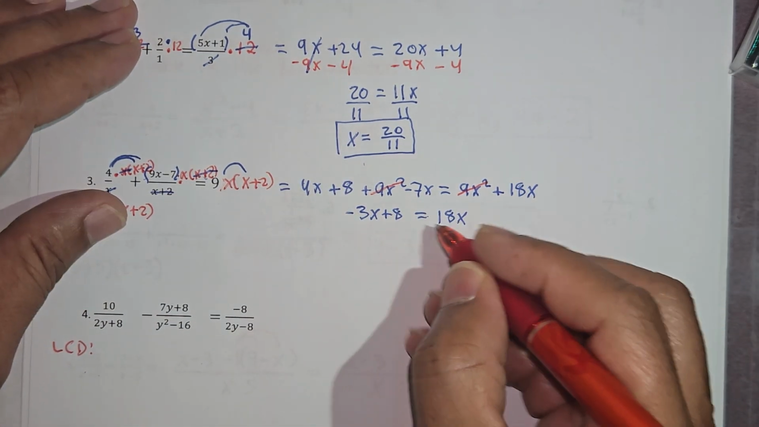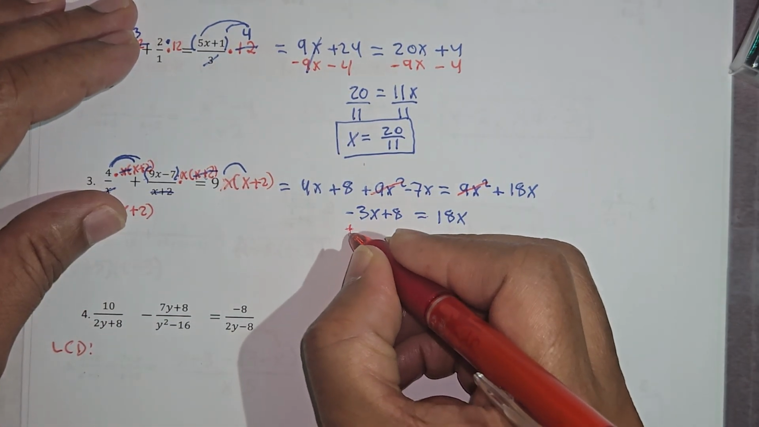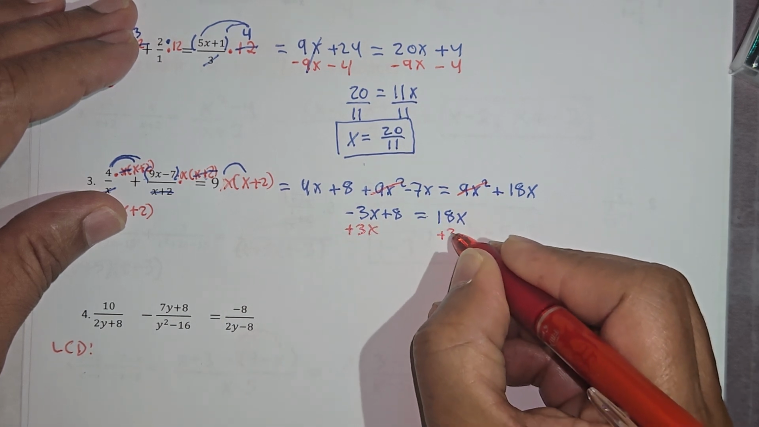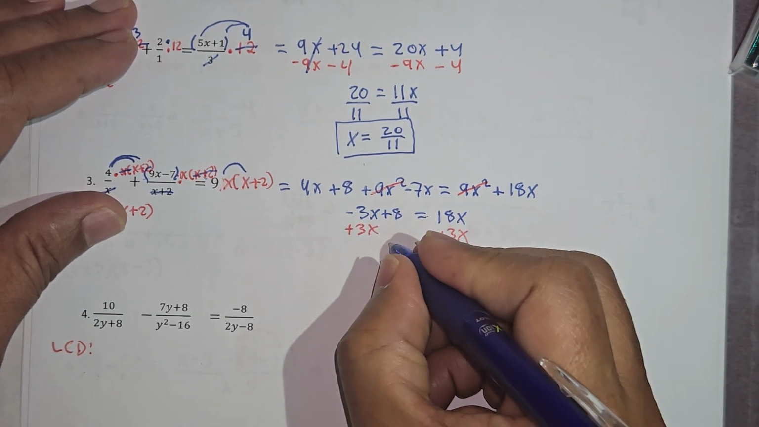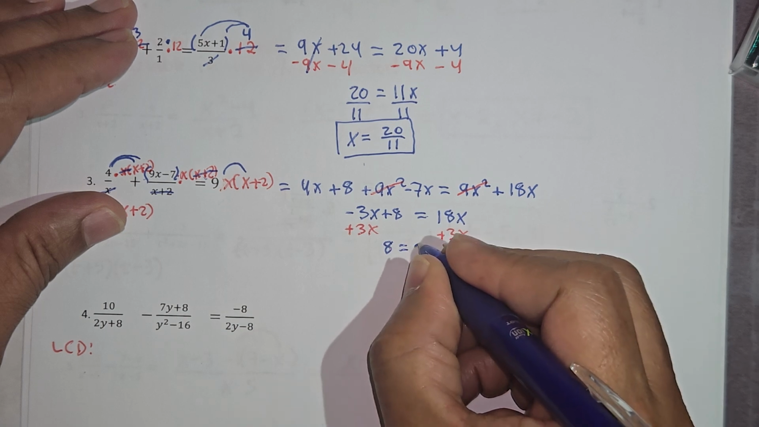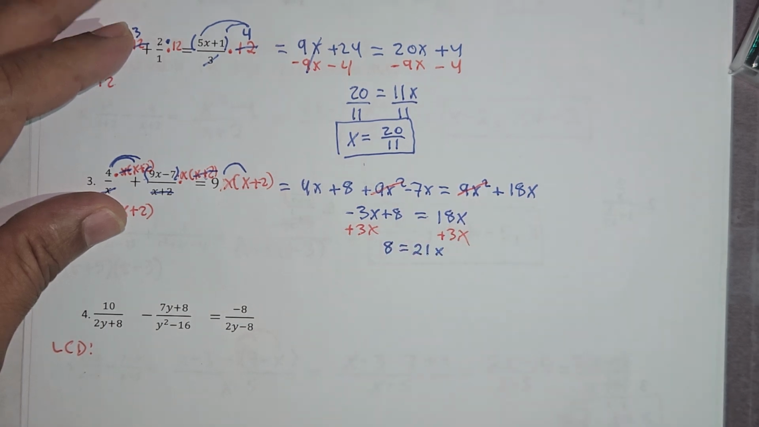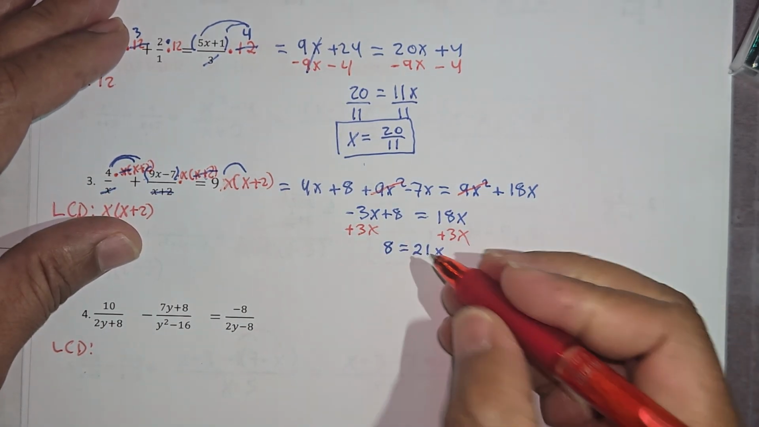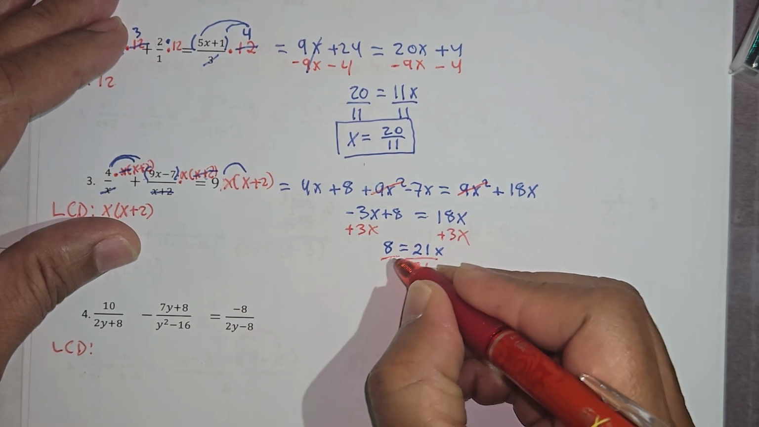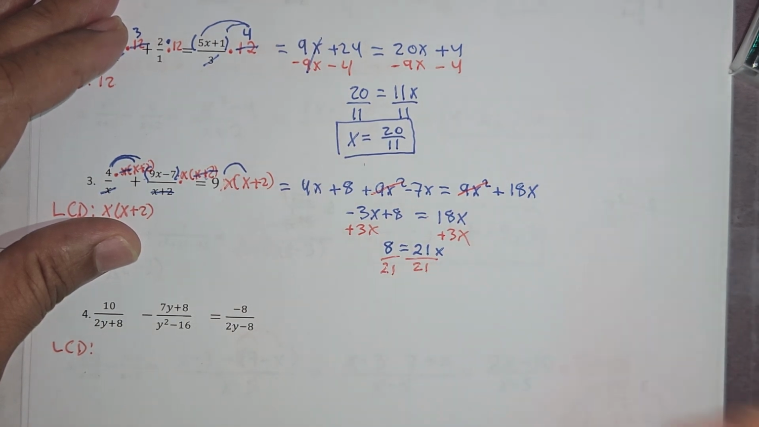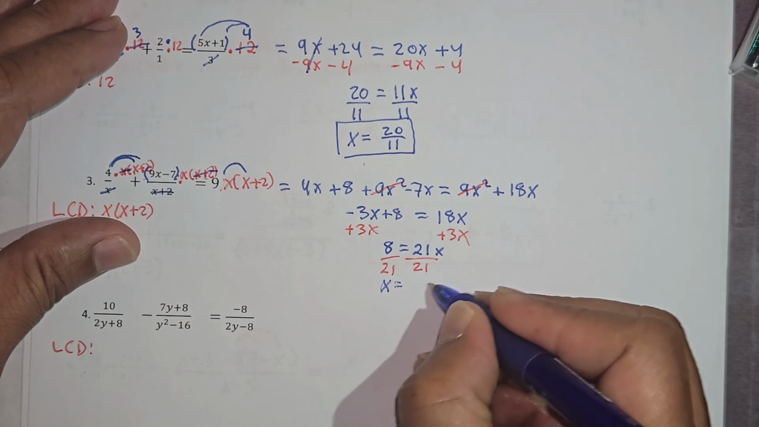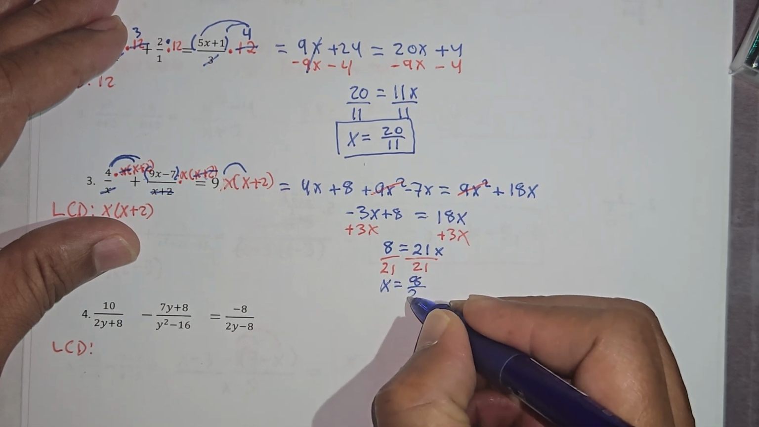Okay, so from here I'm going to add the 3x to both sides. So then we have that 8 equals 21x, which is 18x plus 3x. Then we divide by 21. So then the solution to this equation is x equals 8 over 21.